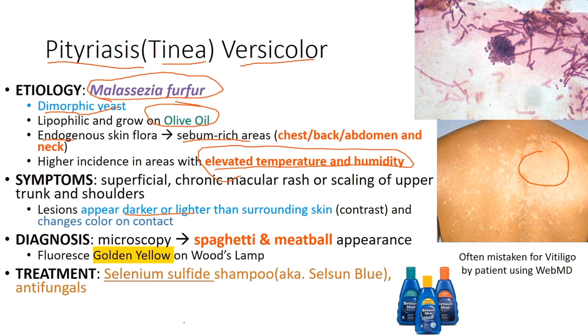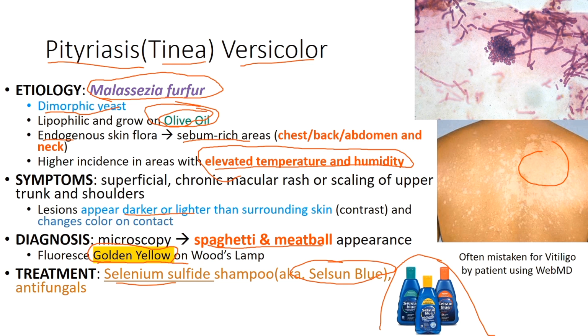It's kind of interesting. So microscopy is going to give you a spaghetti and meatball appearance, and your spaghetti and meatballs grow with olive oil. So spaghetti and meatballs and olive oil go together. Something else you can do is look under Wood's lamp, which is like a UV light. It fluoresces and becomes golden yellow under Wood's lamp. That's very, very high yield. Treatment for this is selenium sulfide shampoo, which is pretty much Selsun Blue, which I have depicted down here.